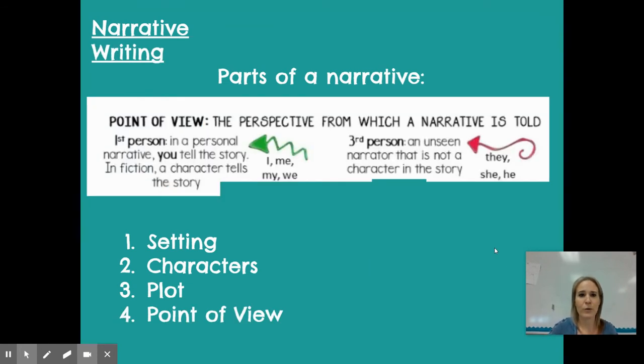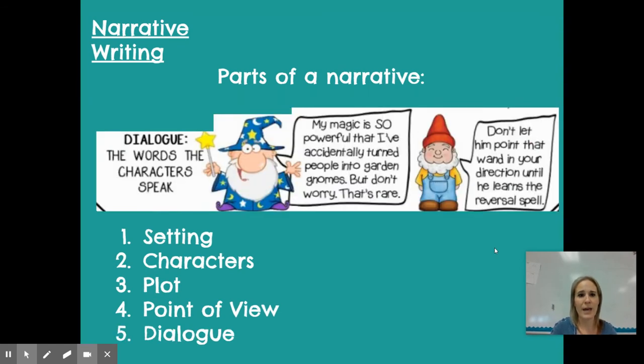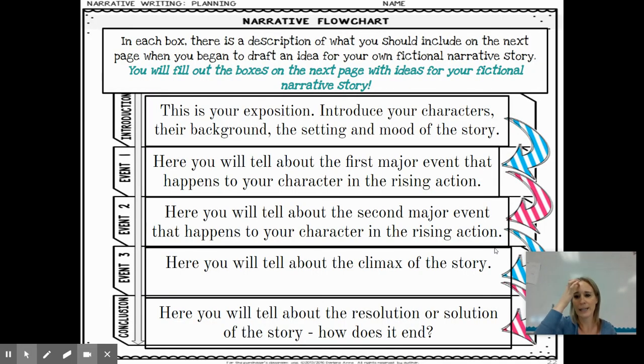Okay. You also, like we talked about, need to make sure that you set up your point of view, the perspective from which the narrative is told. And then you're going to want to try to work in some dialogue. Okay, so the dialogue of your characters is the actual words that they're speaking out loud.